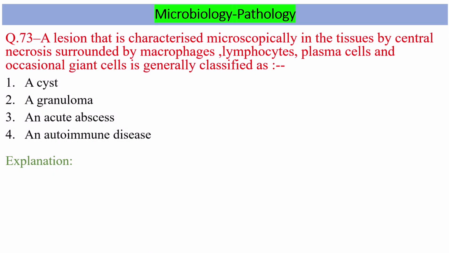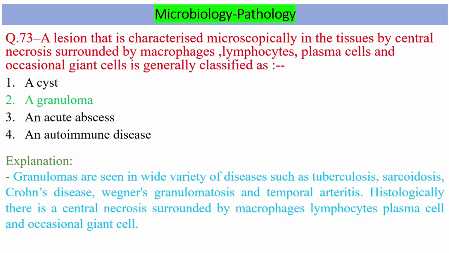A lesion that is characterized microscopically in the tissues by central necrosis, surrounded by macrophages, lymphocytes, plasma cells, and occasional giant cells is generally classified as cyst, granuloma, acute abscess, autoimmune disease. Correct option is granuloma. Granulomas are seen in a wide variety of diseases such as tuberculosis, sarcoidosis, Crohn's disease, Wegener's granulomatosis, and temporal arteritis. Histologically, there is a central necrosis surrounded by macrophages, lymphocytes, plasma cells, and occasional giant cells.